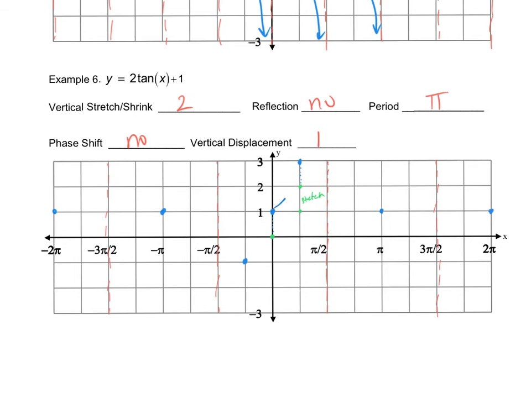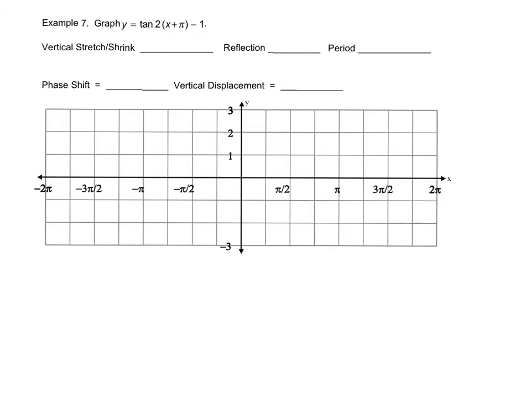It's a little bit steeper, so you'll have to be a little more careful to make it not look linear. Again, this will repeat within every set of vertical asymptotes. We're actually going to skip the next one at the top of the next page, so we're going to move on to example 7, which is graphing y equals the tangent of 2, x plus pi, and then minus 1.